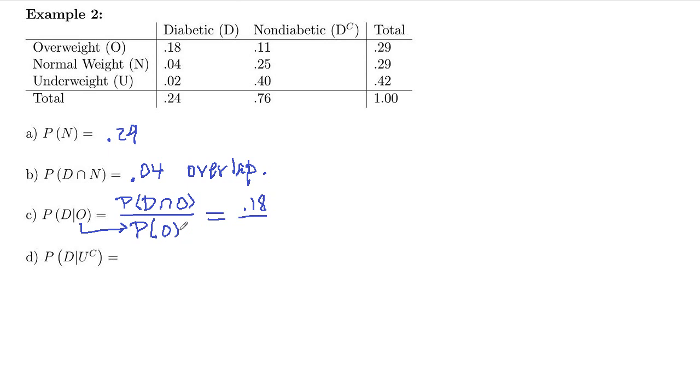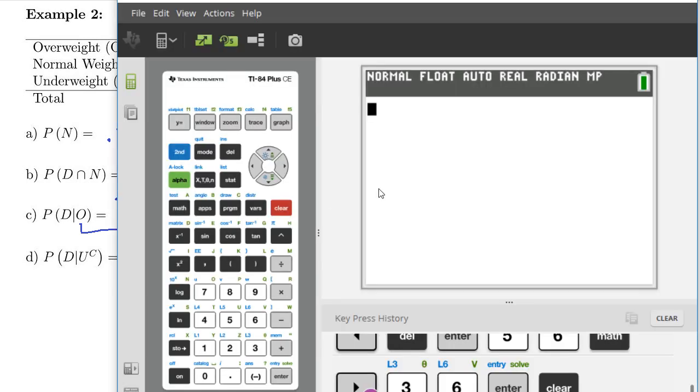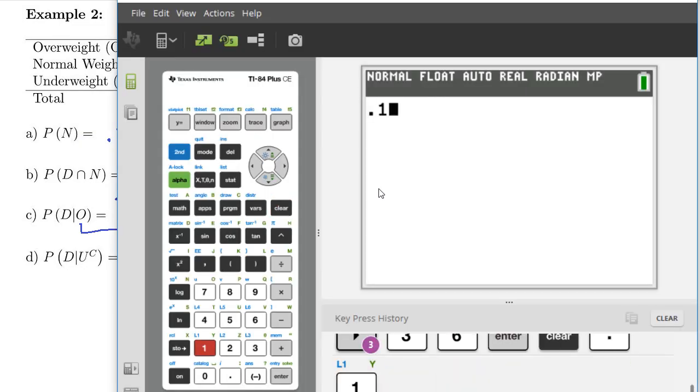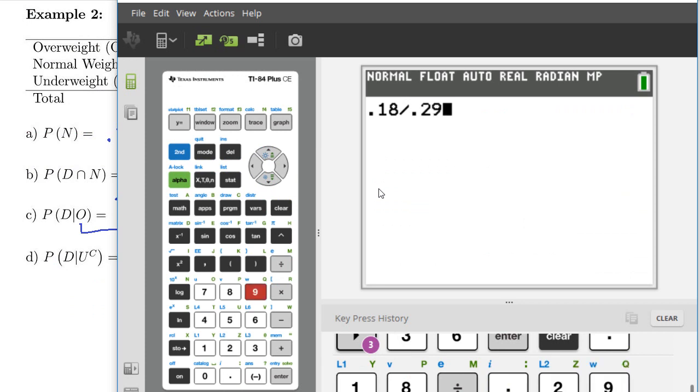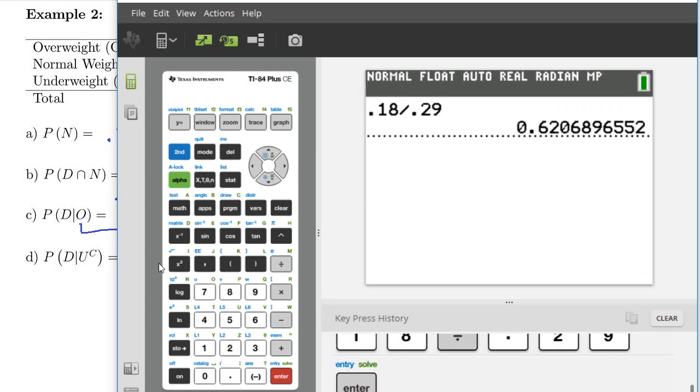And then the denominator, probability that they're overweight. Overweight is 0.29. So 0.18 divided by 0.29, and we can compute that on the calculator. So 0.18 divided by 0.29, so about 0.62.